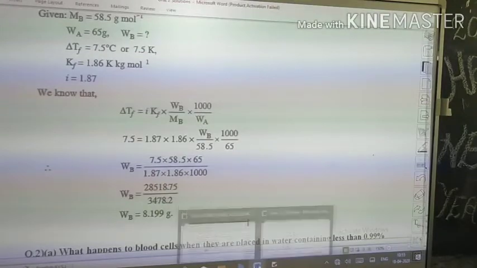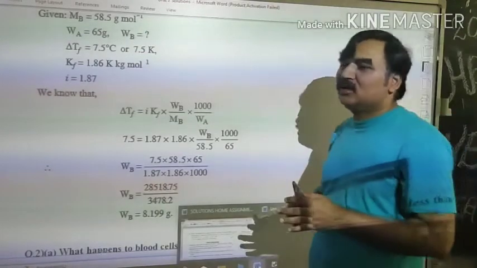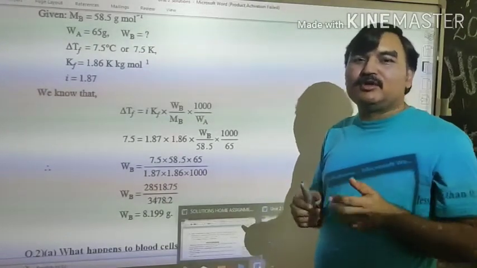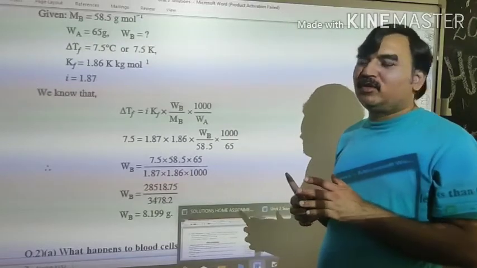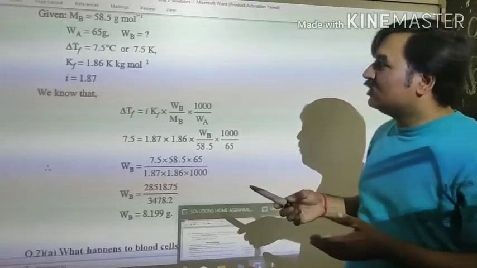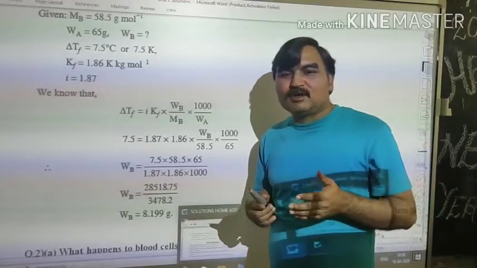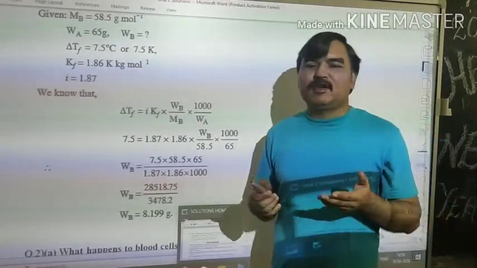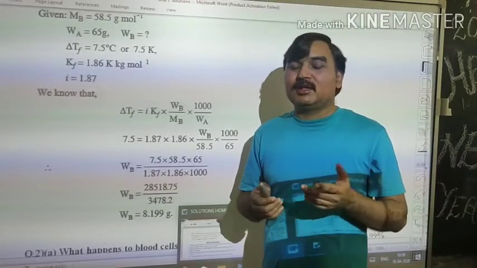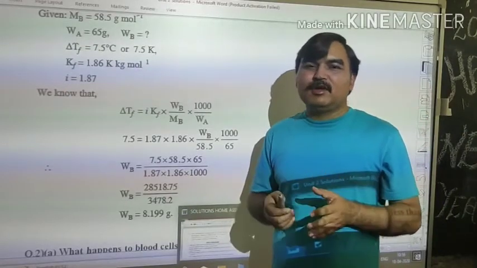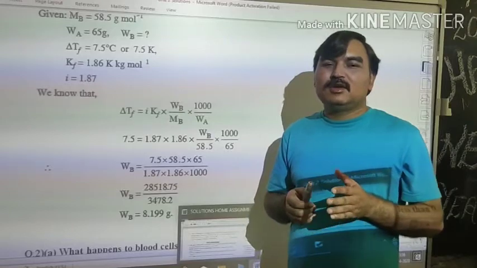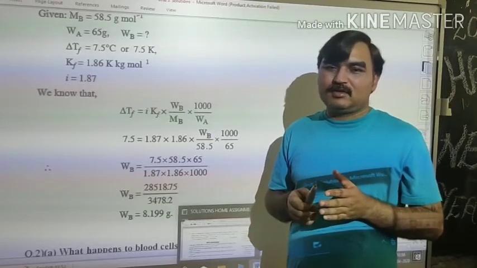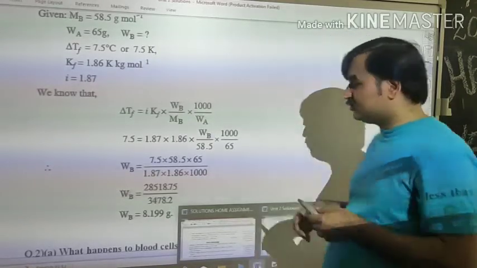Now the next question. In this question you are asked what mass of solute should be dissolved. In such problems we have to find either the mass of solute or the molar mass of solute or the delta Tf, delta Tb value. Mostly, otherwise everything is given and you are asked about the Van 't Hoff factor. So now the next question.